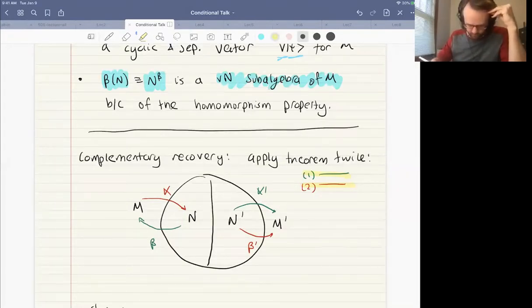Oh, wow. Did I mess up something? This arrow is wrong. Sorry.